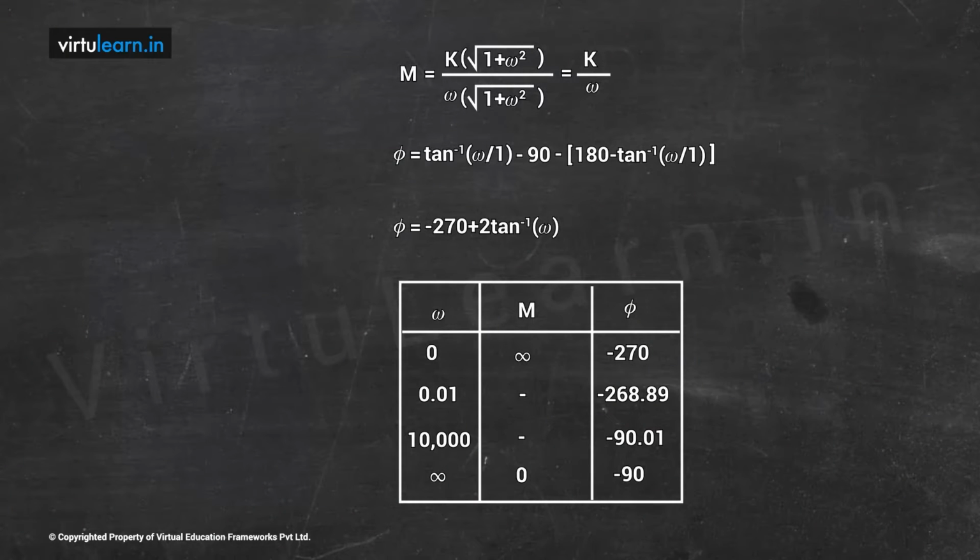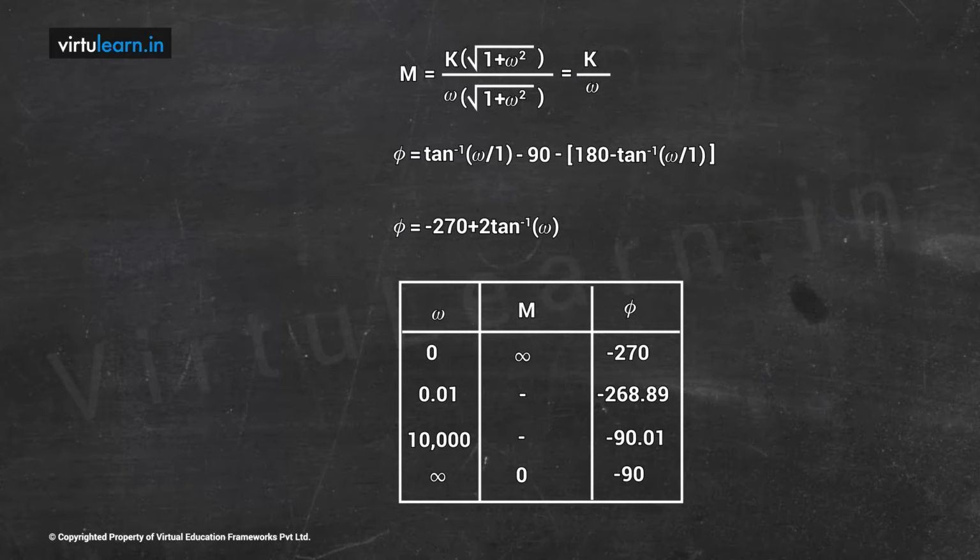Now prepare the table, because it is a special case. We need to take entries in the table: omega, magnitude, phase angle. First we take omega as 0 and infinity. When omega is 0, the magnitude is infinity, and when omega is infinity, the magnitude is 0, because it is a type 1 system. When omega is 0, the phase angle is minus 270 degrees. When omega is infinity, the angle is minus 90 degrees. Therefore, the starting angle is minus 270, ending angle is minus 90.